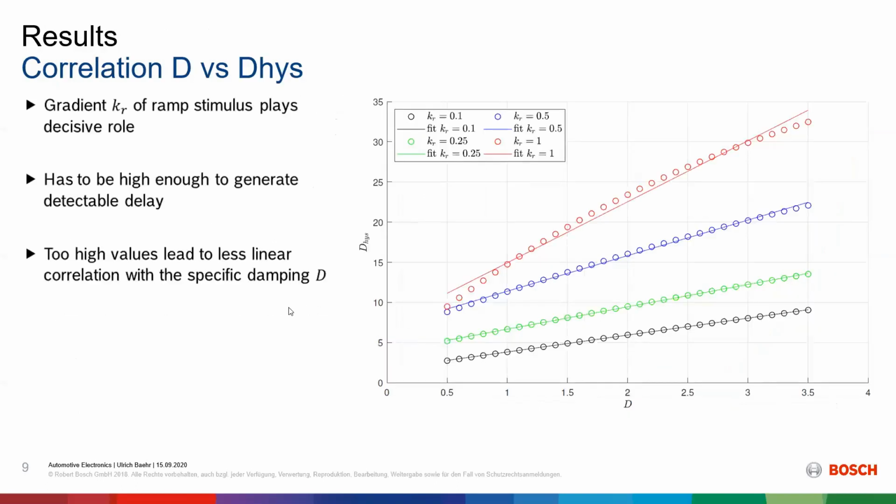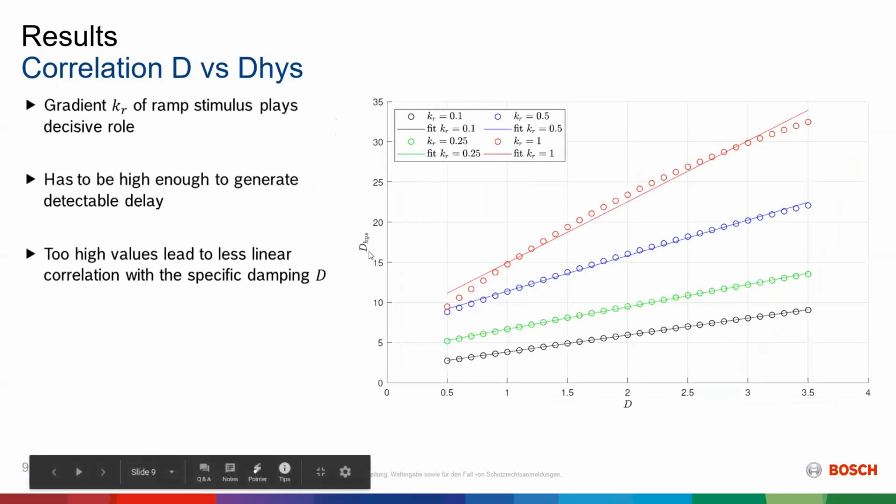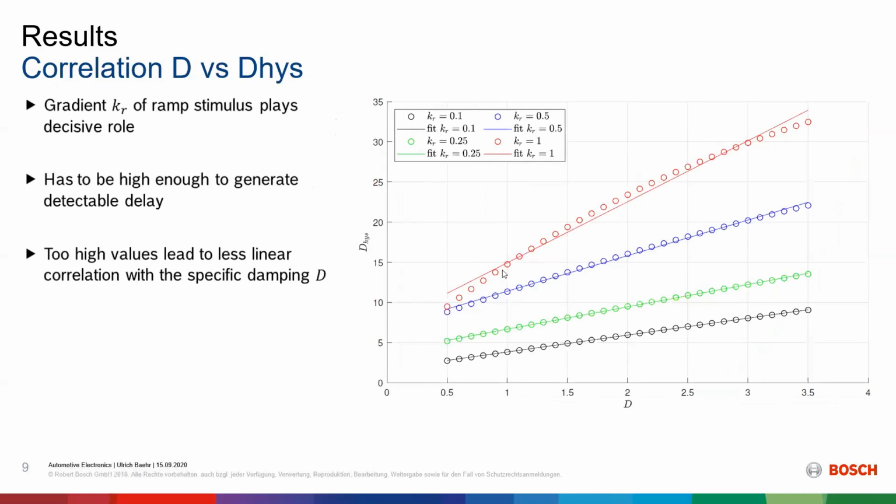So if we compare now in the model D versus d-hys, we can see that the biggest factor here is the gradient of the ramp stimulus, how fast we do the ramp up. If you do the ramp up really slowly, like in this black line, we see there's a nearly perfect correlation between the damping and the d-hys. If you do it really fast, well, we get a really nice response from the d-hys. It's changing much over the damping, but it's not that perfect anymore. You see the actual points, they're not linear anymore. So there's some optimum in between, as always, and it depends largely on which device you actually want to measure.